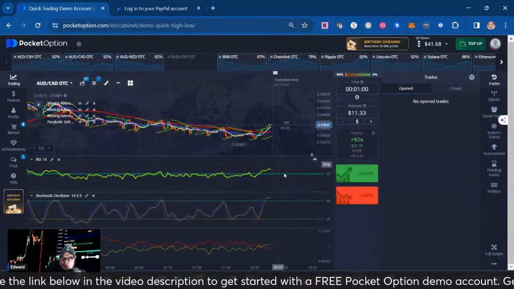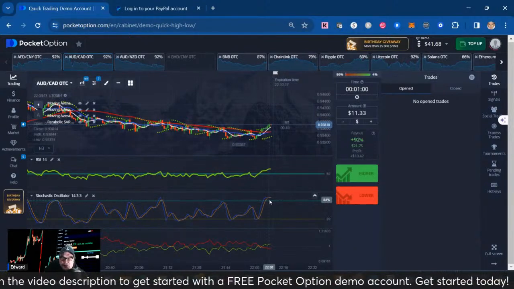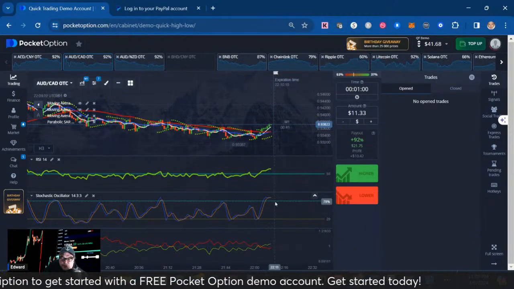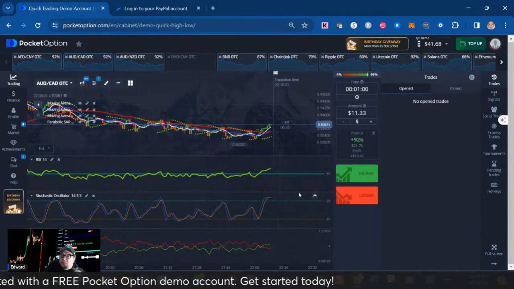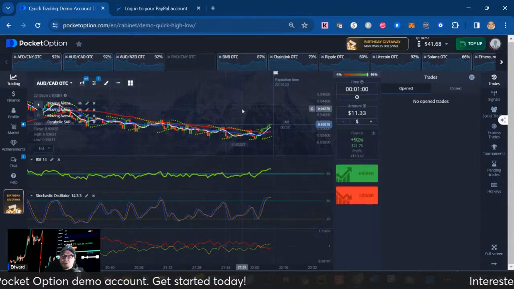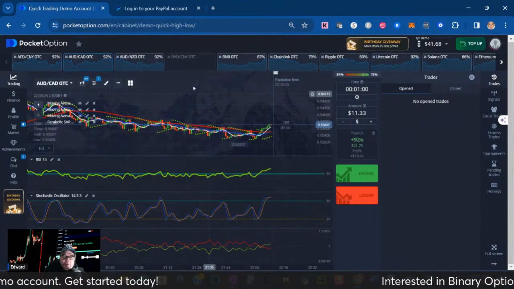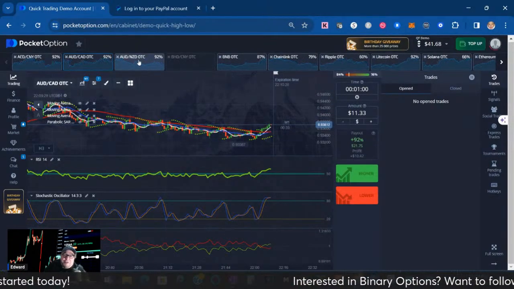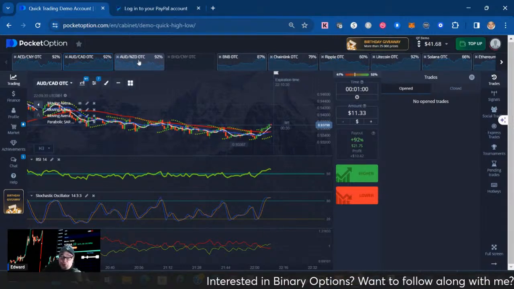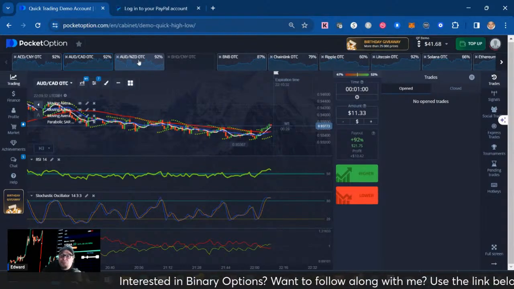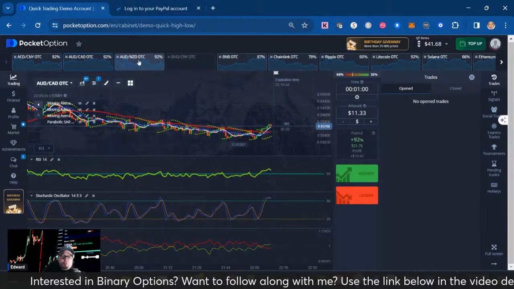Let's see. So it looks like the stochastic is starting to tick downwards, which may be a sign that this baby is going to turn south. I'm not sure. So if I'm not sure, I'm not going to enter. And you should be too. Do not let your emotions get the best of you. If they do, walk away and do something else or find another market, right?